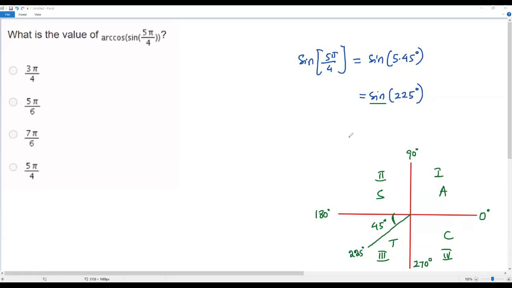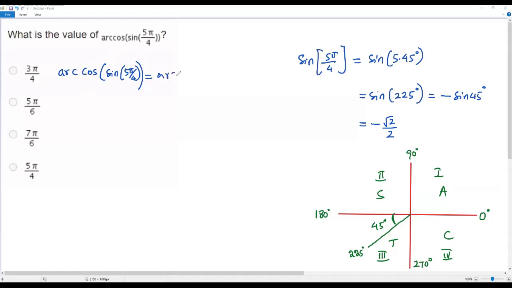So sine is negative because we have a 225 degree angle in the third quadrant. The value of sine 225 degrees must be negative. Once we take this negative sign, instead of 225 we can use the reference angle, so we get negative sine 45 degrees. Using a trigonometric ratio table or unit circle, the value of sine 45 degrees is square root of 2 over 2. So the value of sine 5 pi over 4 is negative square root of 2 over 2. Actually we have to evaluate the value of arccosine of sine 5 pi over 4.